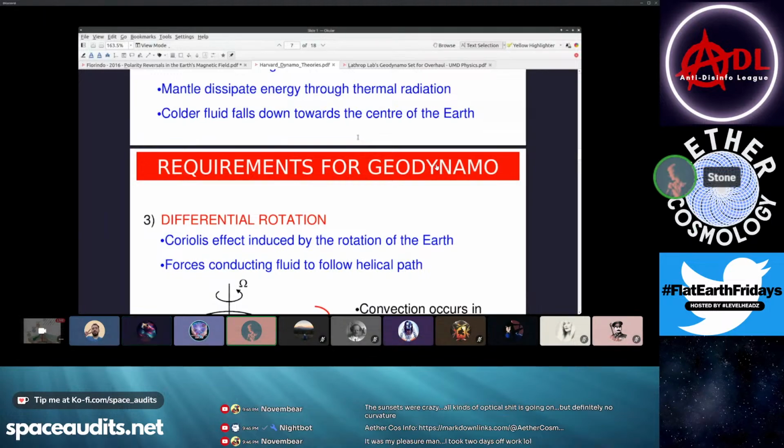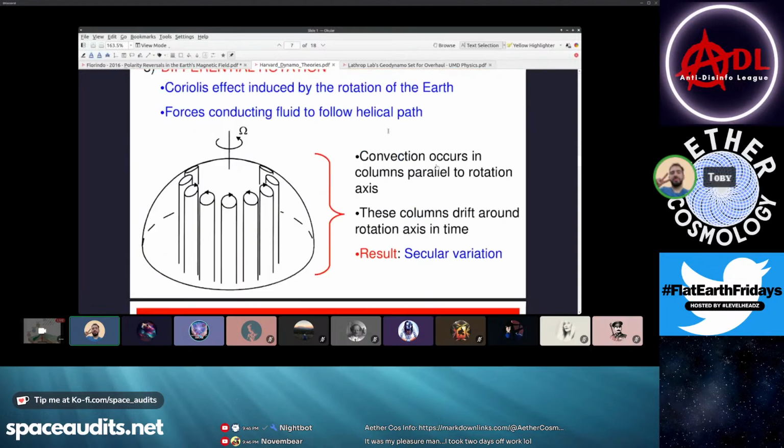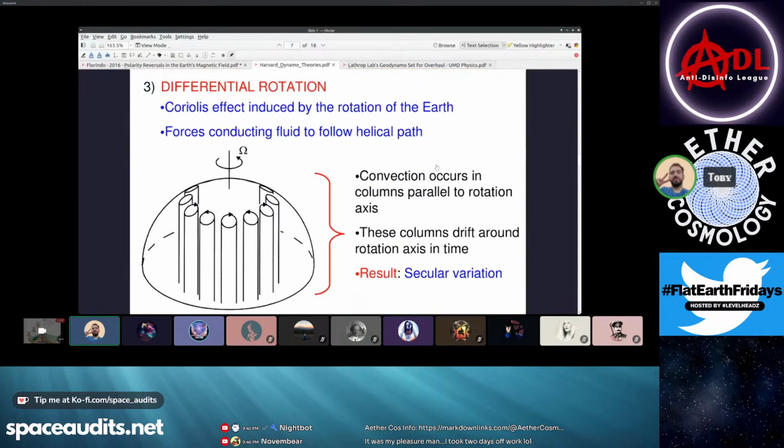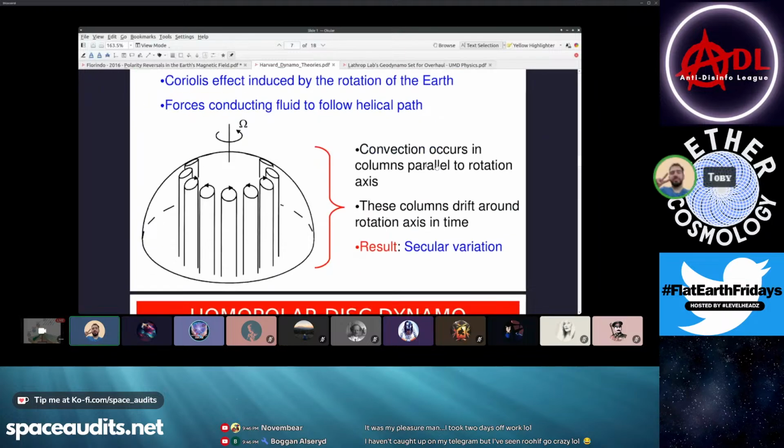So we've got the differential rotation. Now, the Coriolis effect is induced by the rotation of the Earth. You take that with the forces conducting the fluid to follow a helical path. And then between that, convection occurs in columns parallel to the rotation axis. These columns drift around the rotation axis in time, resulting in secular variation.